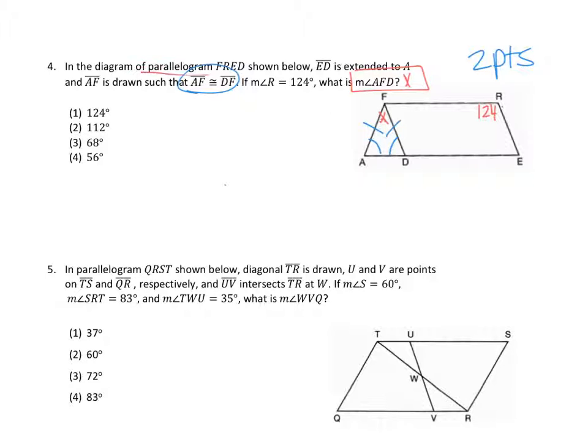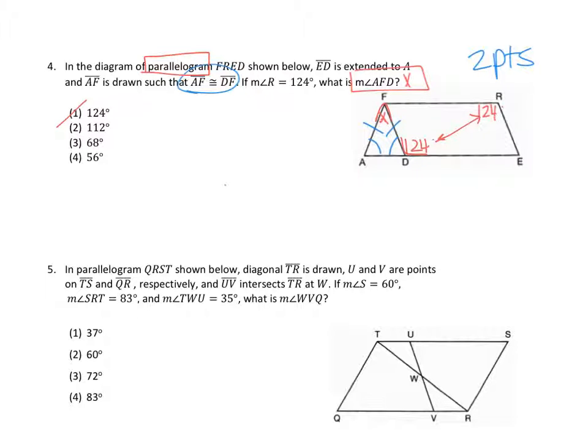So here again, we come back to the fact that we have a parallelogram where opposite sides and opposite angles are congruent. So if angle R is 124, that means angle D is also 124. That can kind of eliminate choice 1 for us, because you can see that angle AFD is not nearly as large as angle FDE. So 124 out of the question here.